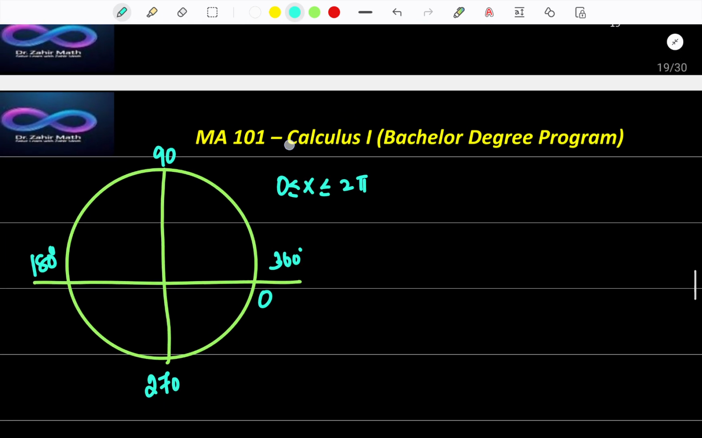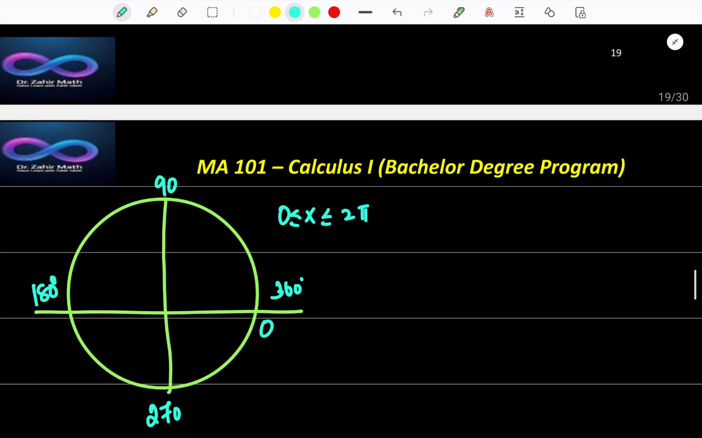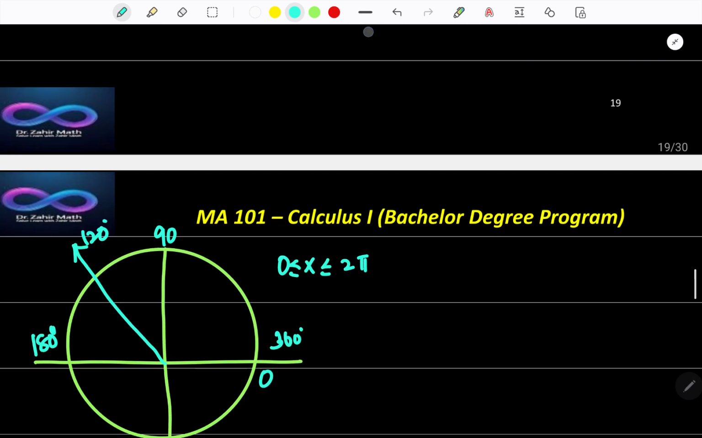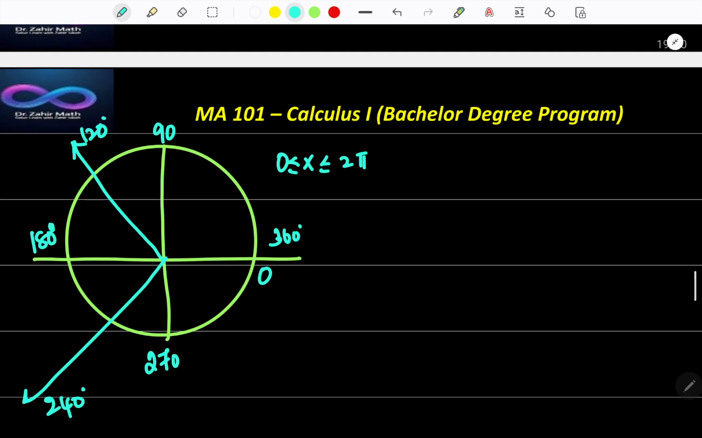So 2 pi by 3, just now we calculated, is difficult for you to put in the circle. But 120 is easy for you. So where is 120? Here is 120, right? And the next is 240. 240 is here, right? Now what will be your interval values? 0 to 120 and then 120 to 240, and then 240 to 360. Clear everybody?